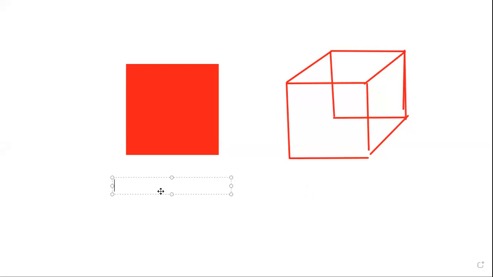So the first figure is a square. The second figure is a cube, or we can say a squared prism. And the first figure is a 2D figure, which means we have length and we have width only.